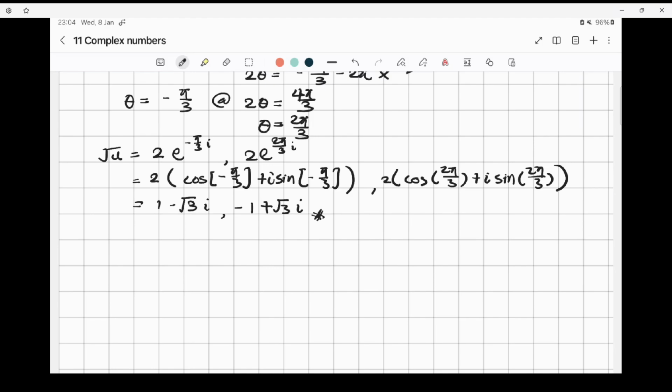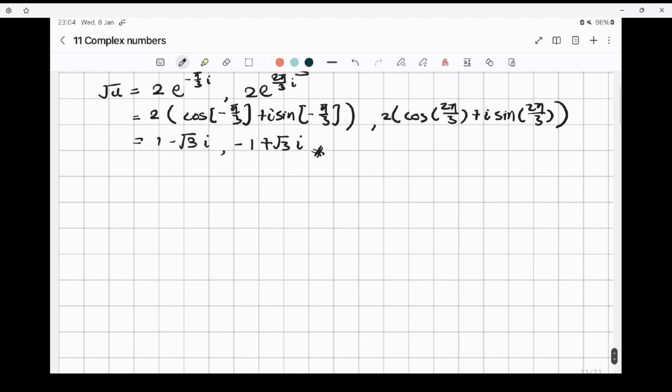So that's how to do it with both methods. Now let's look at some other examples. Find the square roots of. So let's look at A.